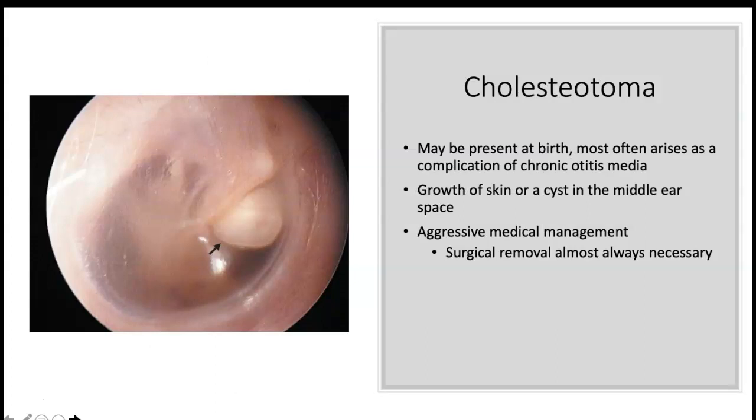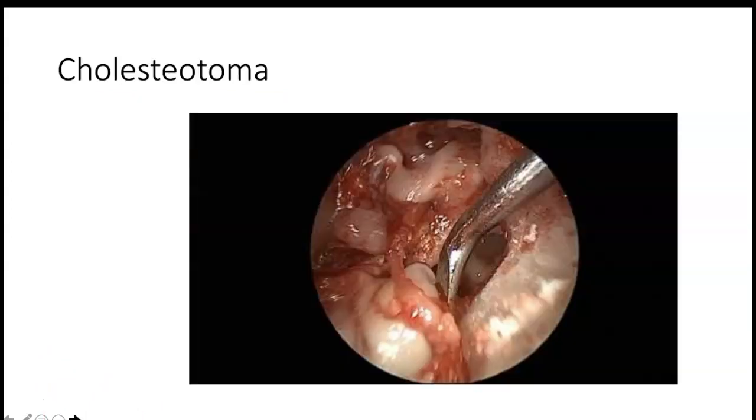Cholesteatoma is essentially a growth of skin or some kind of cyst in the middle ear space. And it's almost always required, and there you can see a picture there, required to be surgically removed. Just a heads up when you watch this video, there's a good bit of blood and so forth, so if you get a little queasy, just be advised. But they show you how they surgically remove a cholesteatoma.